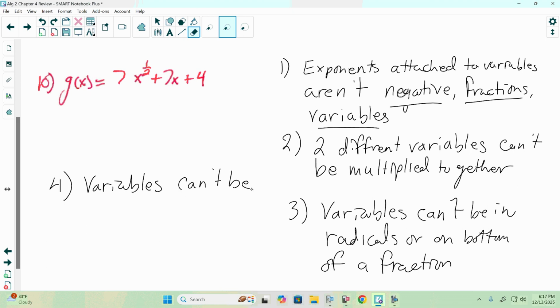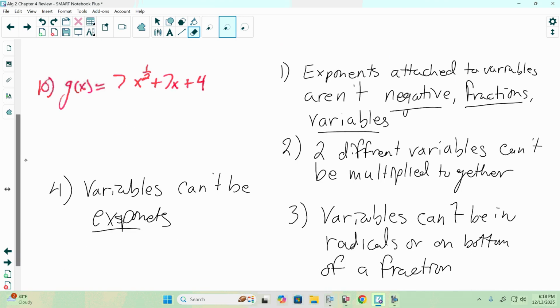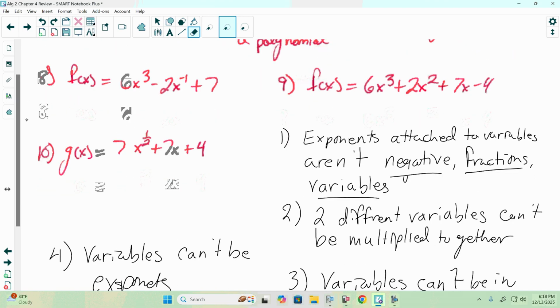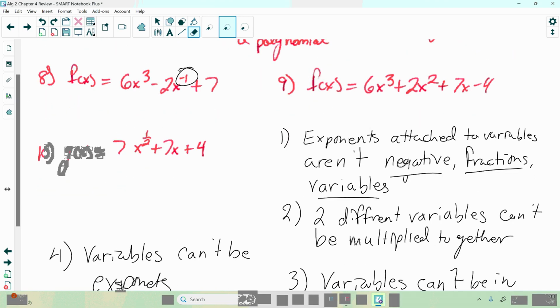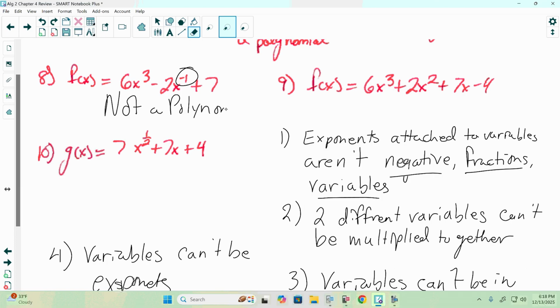Variables can't be exponents. Because if any of this shows up, then no. Because if we look at the first one, we do have that negative attached to a variable, that negative exponent. So, not a polynomial.